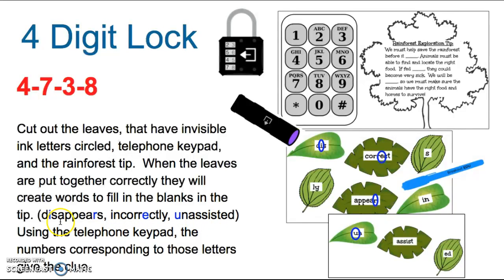When they place these letters that are circled in invisible ink in the right order, as you see here, they'll use the telephone keypad to find that I goes with the number 4, R with the 7, E with the 3, and U with the number 8 for the code 4738. They'll know the order as well of the words by putting them into this close reading passage.